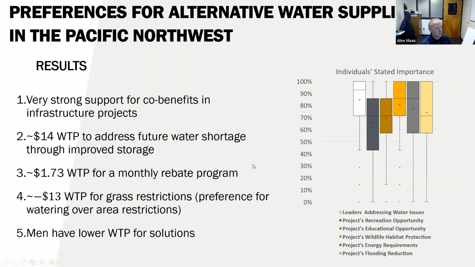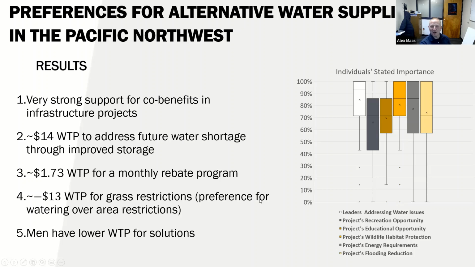Not so much for monthly rebate programs that are going to induce conservation. People were fairly lukewarm about any sort of rebate program, whether that's for grass, whether that's for efficient appliances. People weren't willing to increase their bill to do it. And actually that kind of makes sense if you think about it. Why would you increase your own bill for someone else to get a rebate when you could just save up that money and buy your own washing machine?